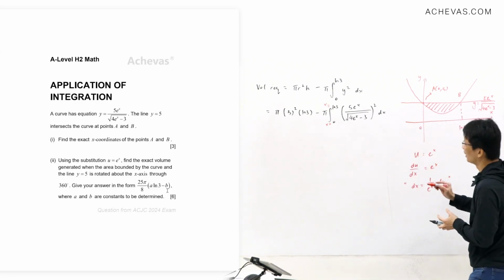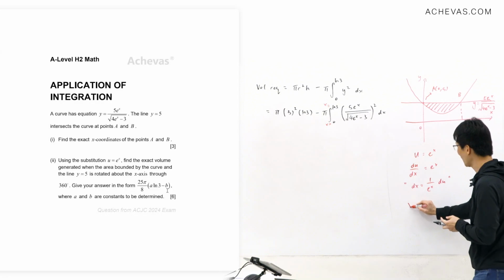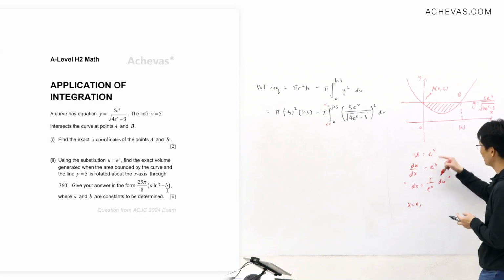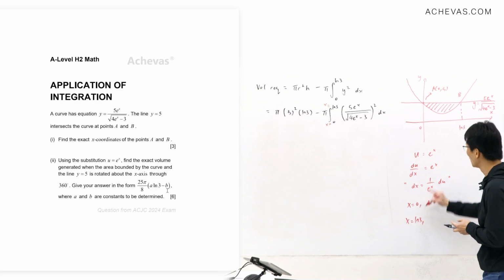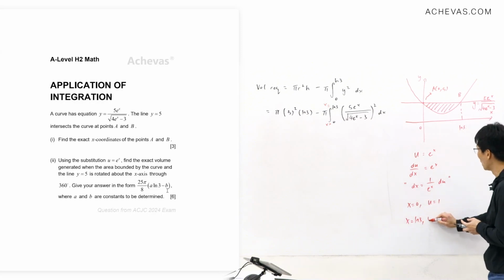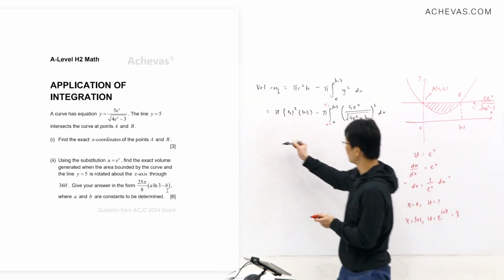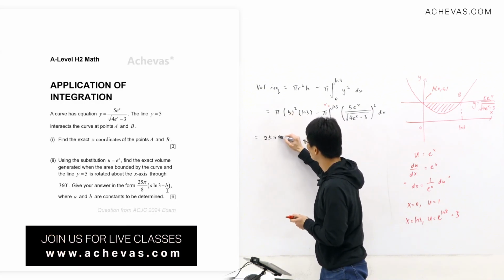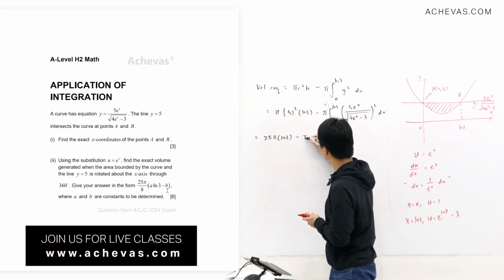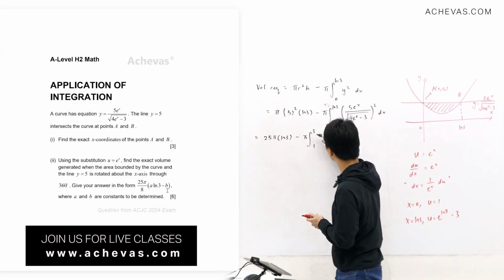Right, let's handle our limits now. When x equal to 0, I sub in here, I'll get u equal to 1. When x equal to ln 3, when I sub in here, I get u equal to e to the power ln 3, which will give me just 3. Right, so let's do the replacement now. I've got 25 pi ln 3. Here, when I do the replacement, the limits are 1, 3.